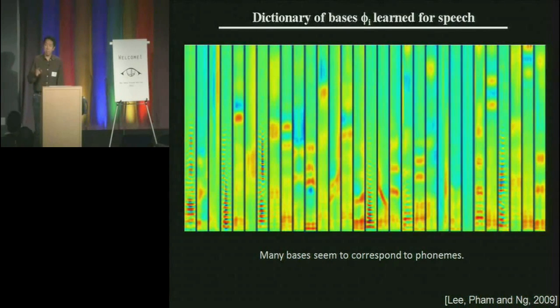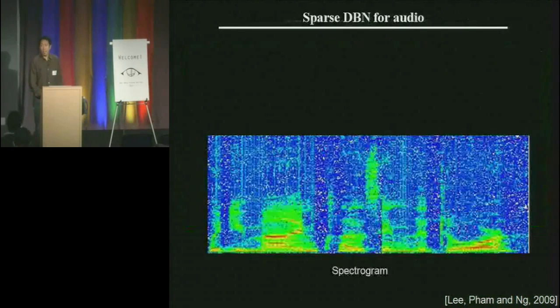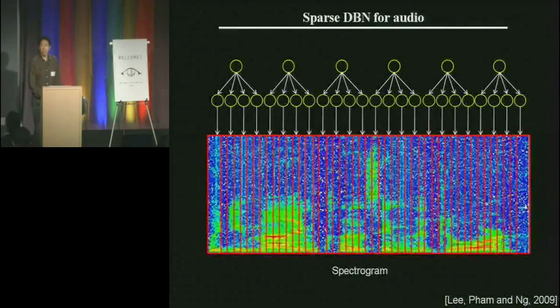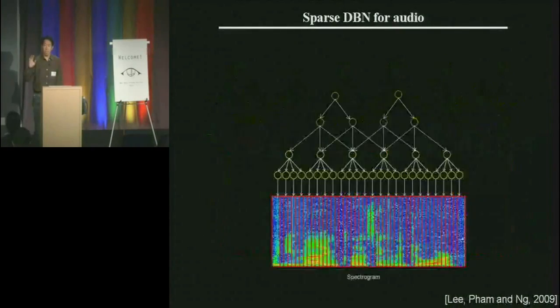And so just as sparse coding applied to images, quote, invents edge detection, the same algorithm applied to audio, quote, invents phoneme detection, applied to speech. And then you can apply this recursive idea again. So this is a sparse DBN. We'll take the spectrogram, throw on top a layer of sparse DBN nodes like that, and then learn additional layers of features on top.